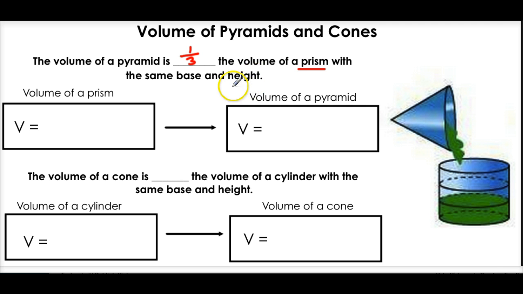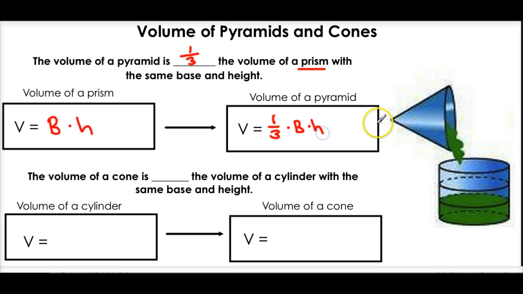So what does that mean? Well, let's see. What is the volume of a prism, right? It's just the base times the height. So what do we think the volume of a pyramid would be? 1/3 of the base times the height.